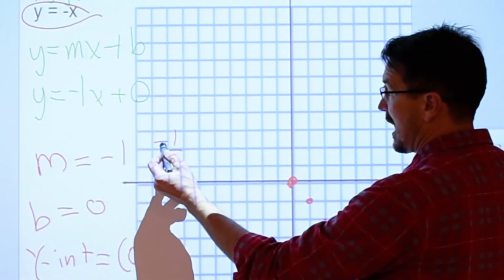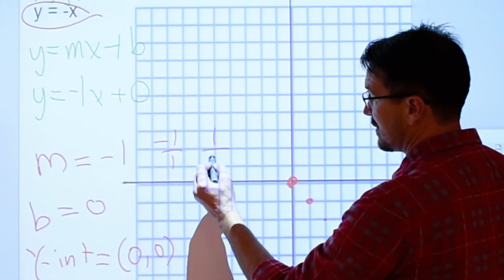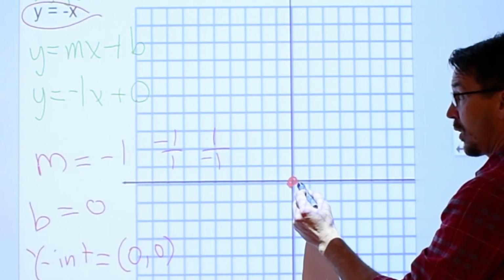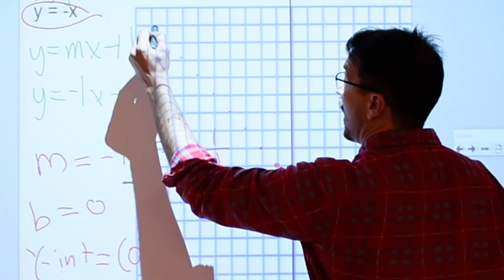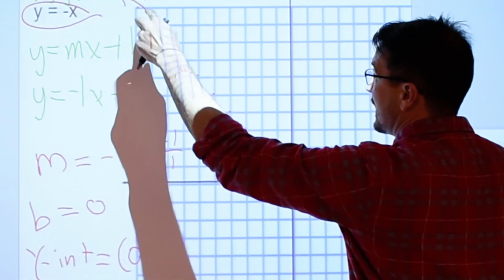The opposite of -1 is 1. The opposite of +1 is -1. The opposite would be to go rise 1, run -1. I'm going to go all the way across, so it helps me draw a straight line. That was not a straight line.